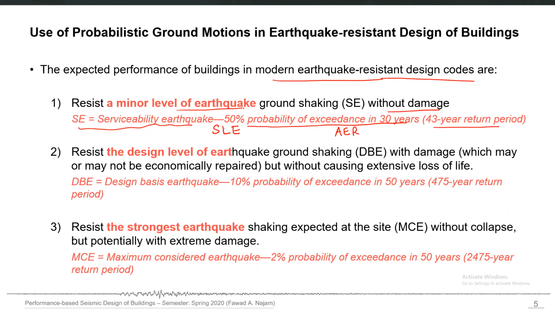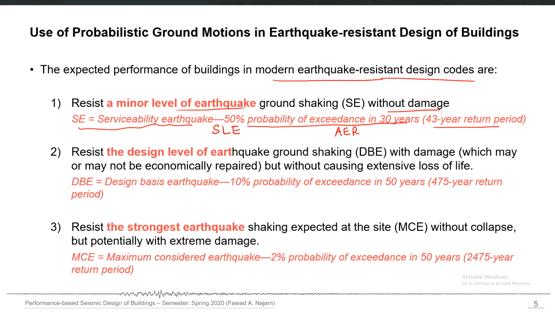So which means that this SLE level is a relatively frequent earthquake which on average repeats itself in 43 years of time. So it's a frequent earthquake, and the expectation from the structure is that at this frequent earthquake there should be no damage or minor level of damage.